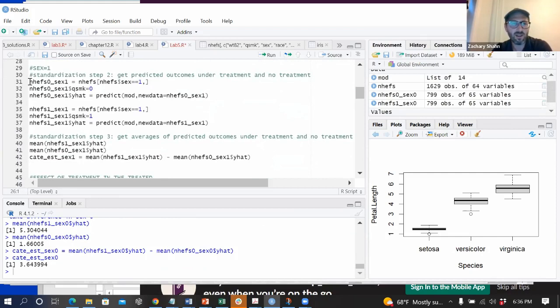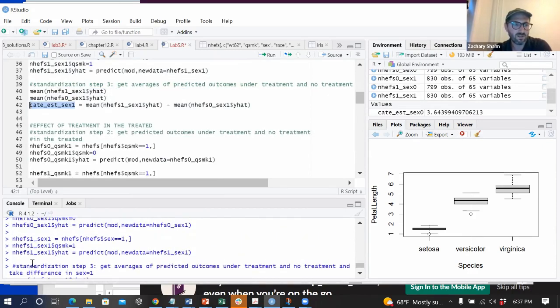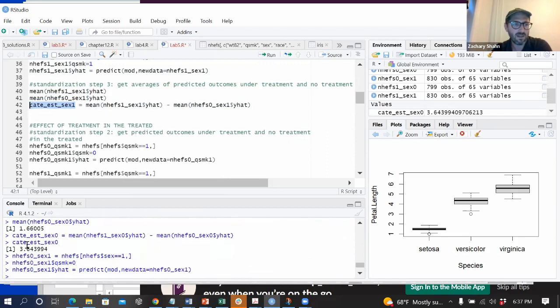We can do the same exact thing for women. I'm not going to go through every step slowly. I'm just going to highlight it all and run it because it's the exact same thing, except we're just restricting to sex equals 1 instead of sex equals 0. The effect estimate is 3.4. So for women, it was 3.4, and for men, it was 3.64. And so that's a 0.15 difference.